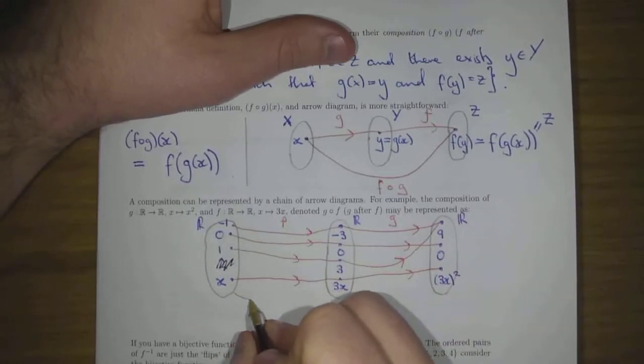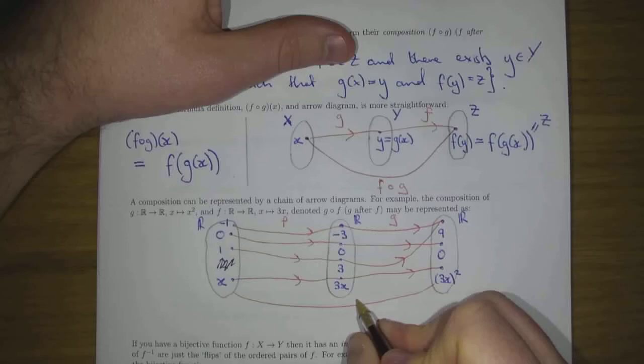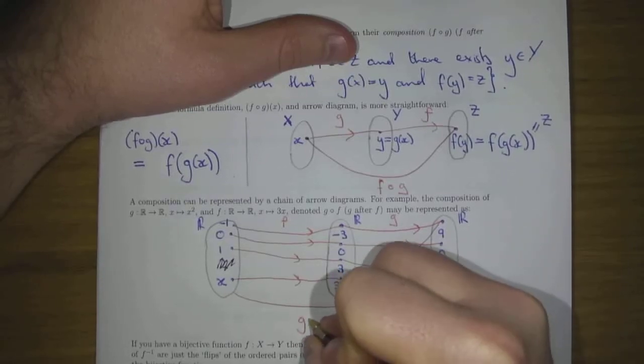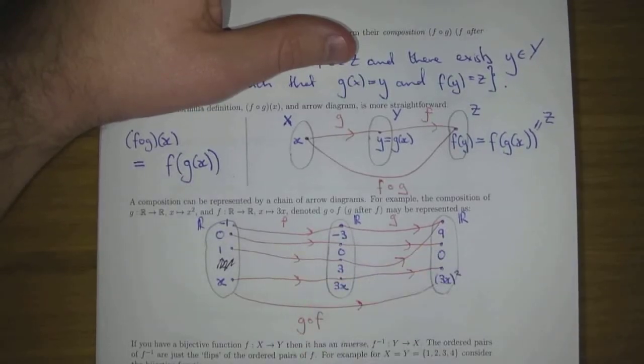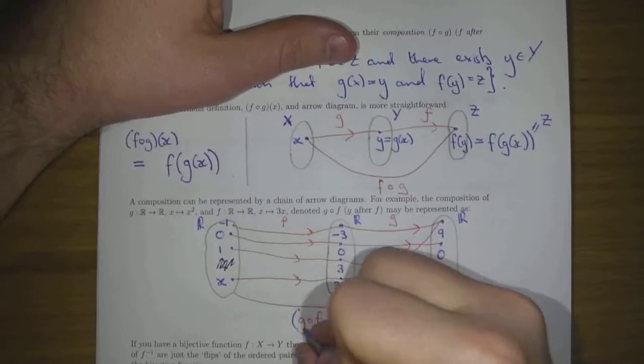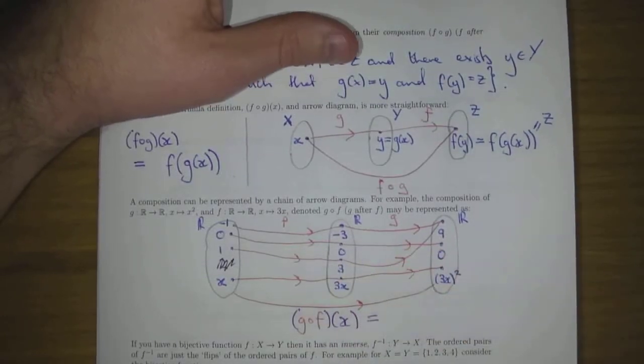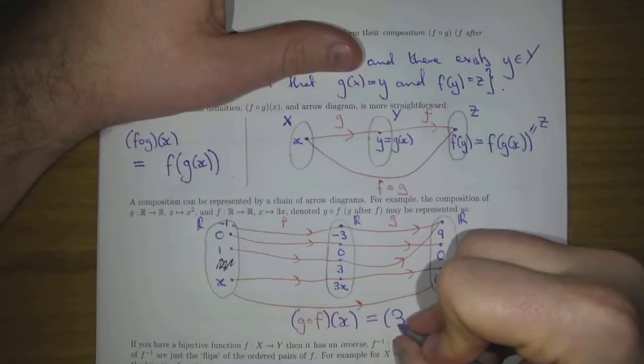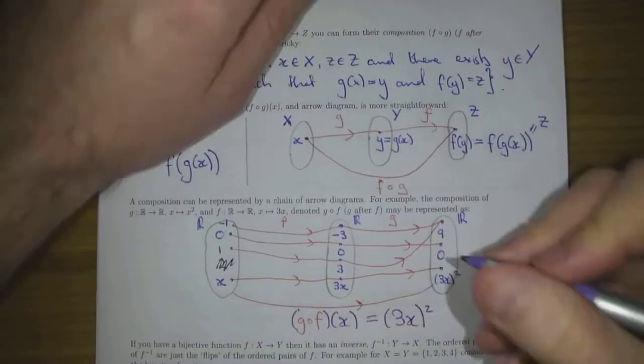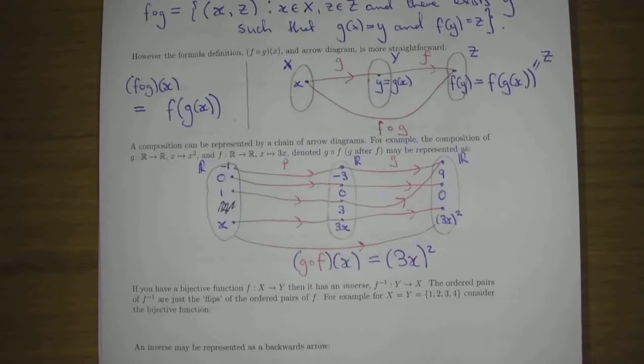And so the function that goes from here to here is g after f. And we actually even have a formula for it. g after f of x is equal to 3x squared, which we'll just leave as 3x squared for now. When we have some algebra, we can simplify that a little bit.